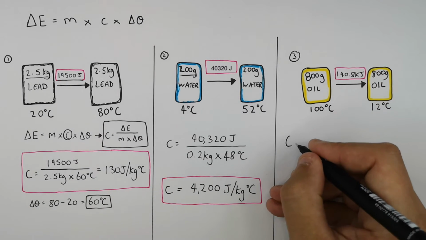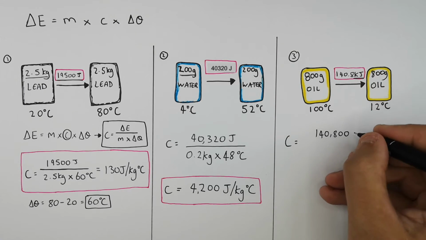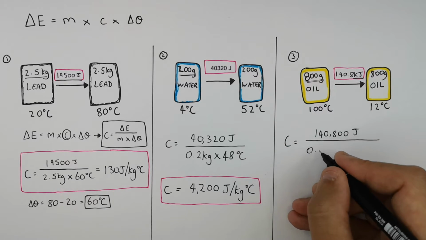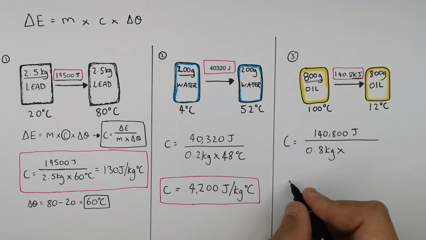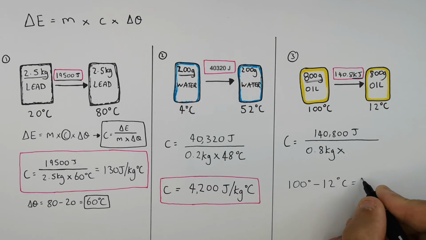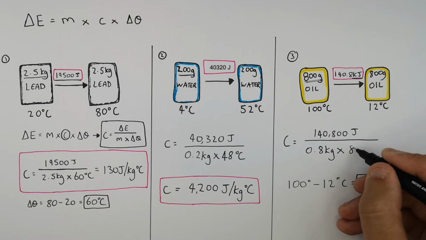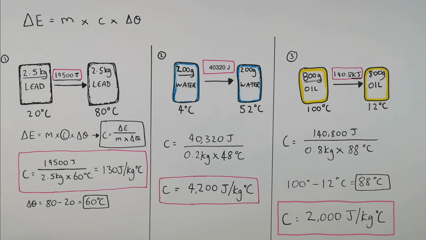So to work out the specific heat capacity of oil, you do 140,800 joules divided by the mass. So it's not 80 grams, it is 0.8 kilograms times by the change in temperature, which is 100 degrees Celsius minus 12 degrees Celsius, which equals 88 degrees Celsius. So you multiply 0.8 kilograms by 88 degrees Celsius. So the specific heat capacity for this cooking oil is 2,000 joules per kilogram per degree Celsius.